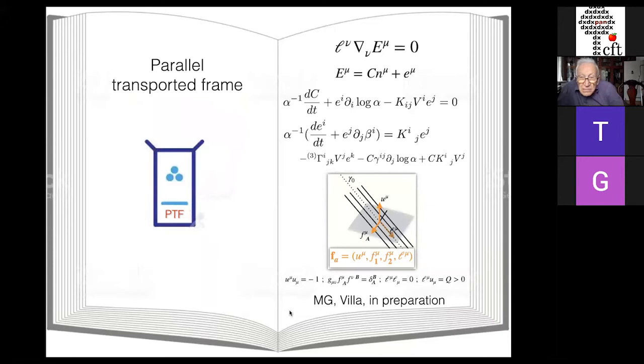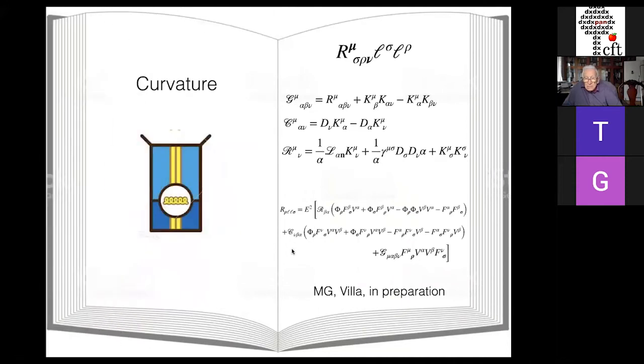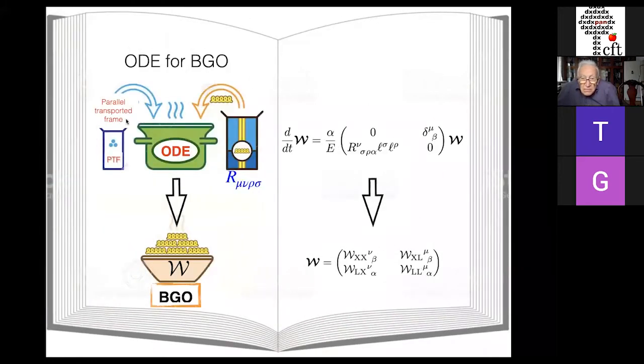Now, since we want to compare quantities which are defined at different points of the spacetime, we need to parallel transport a reference frame. To do so, we have to apply to the vectors of the frame the parallel transport equation. And this is the form of the parallel transport equation in 3+1, which I have obtained. Another ingredient that we need is the curvature along the null geodesic, and this is the expression of the curvature in terms of its 3+1 quantities. These other two ingredients can be inserted into the ODE for the BGO, whose solution gives the BGO along the line of sight.